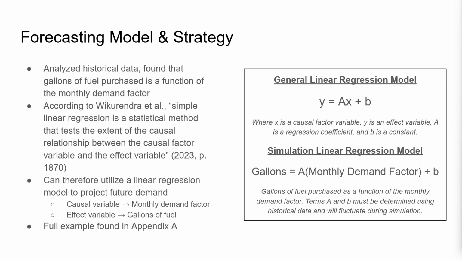According to a 2023 study done by Wicaksana et al., simple linear regression is a statistical method that tests the extent of the causal relationship between the causal factor variable and the effect variable. We can therefore utilize a linear regression model based on the monthly demand factor to predict the future demand. In our case, the causal variable will be the monthly demand factor, and the effect variable will be the gallons of fuel purchased. A worked out example of this linear regression model can be found in Appendix A.